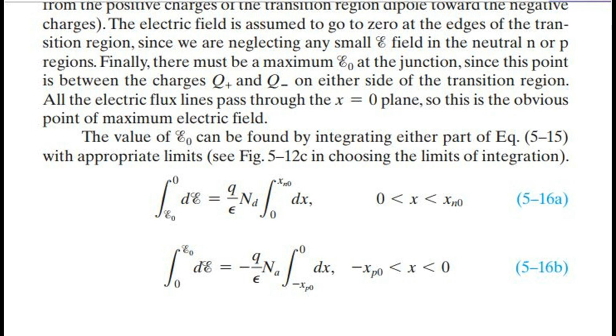All the electric flux lines pass through the x equals 0 plane, so this is the obvious point of maximum electric field. The value of ℰ0 can be found by integrating either part of Eq. 5.15, with appropriate limits, see Fig 5.12c in choosing the limits of integration. Therefore, the maximum value of the electric field is.